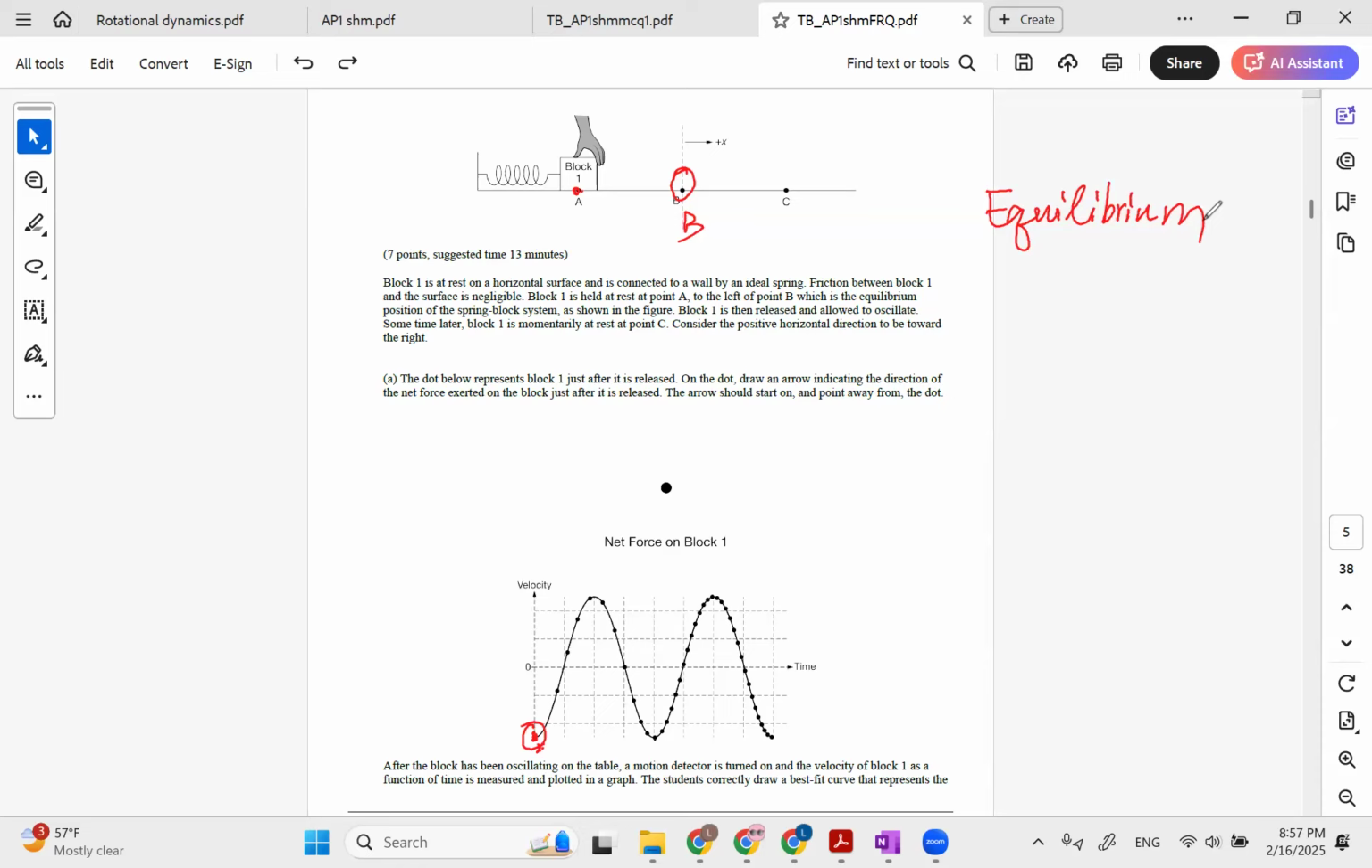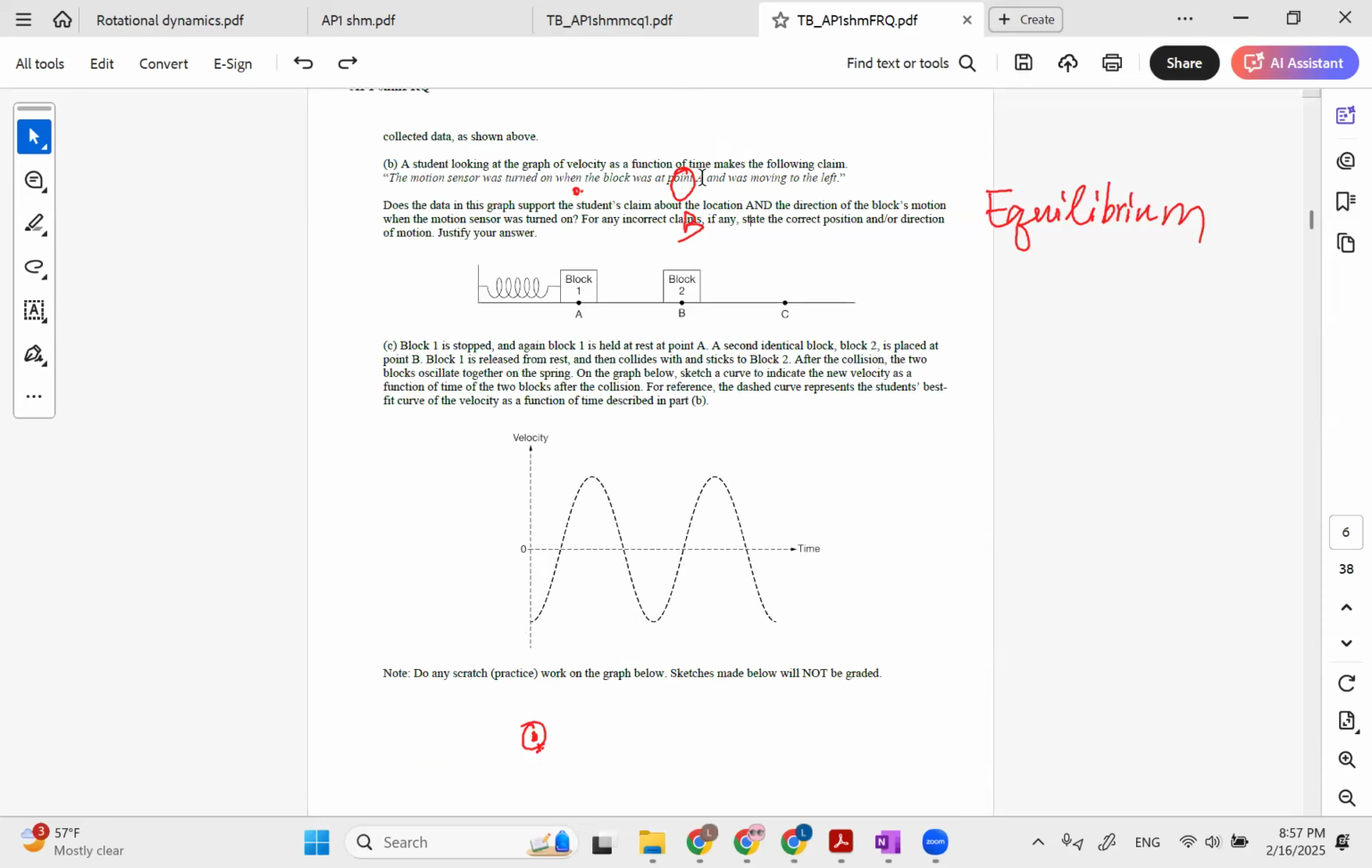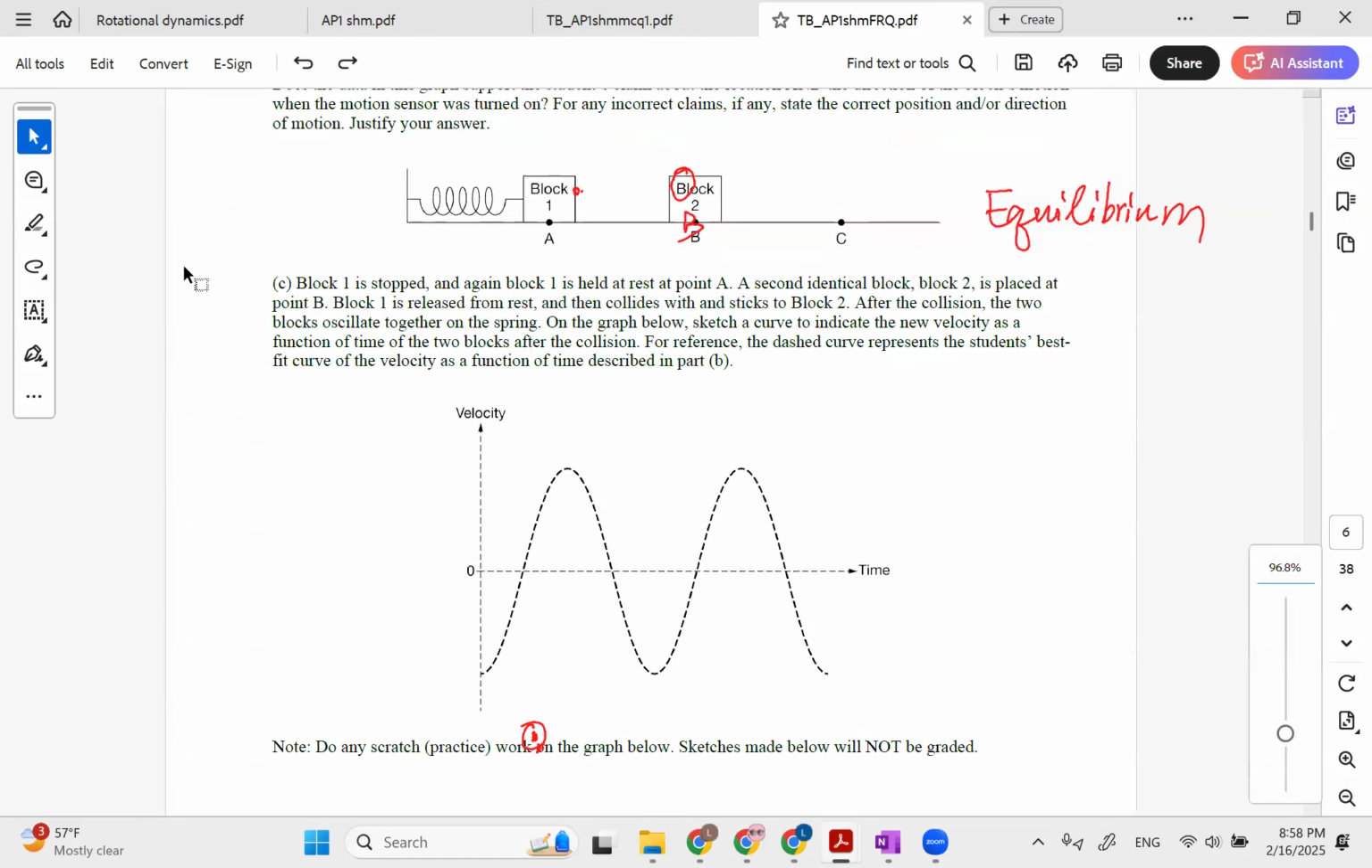So going to the left, that's correct. The claim says moving to the left is correct, but the point at A is wrong. It should be point B. That's where your V is maximum. Does it make sense? You got it? Richard, you got it? Yeah. Brenda, you got it? Yeah. Okay, now you can read C, Brandon.